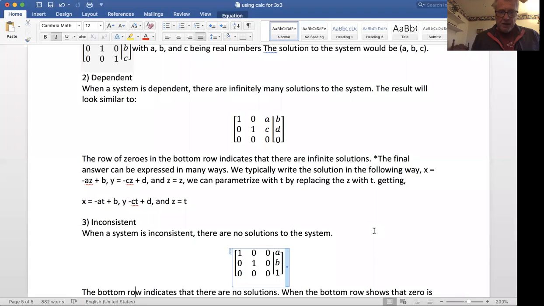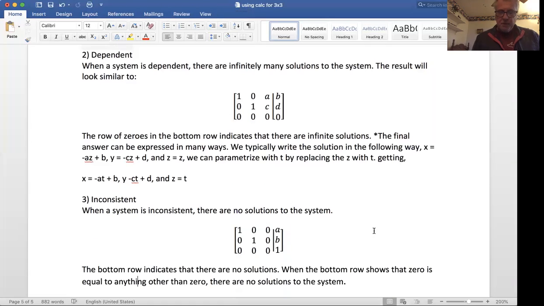And then when we have an inconsistent or no solution scenario, this is where all three planes are parallel, just like both lines were parallel. We have 1s and then 0s here. 0s above and below. And then there's something other than 0 here in this third column. So that means 0 equals 1, and that can't happen. Therefore, there's no solution. Hopefully this helps you out when you're doing your 3x3s.